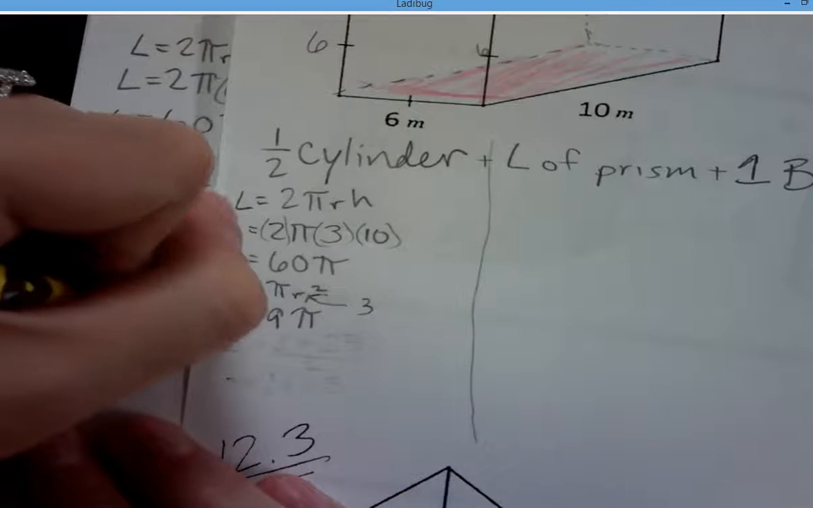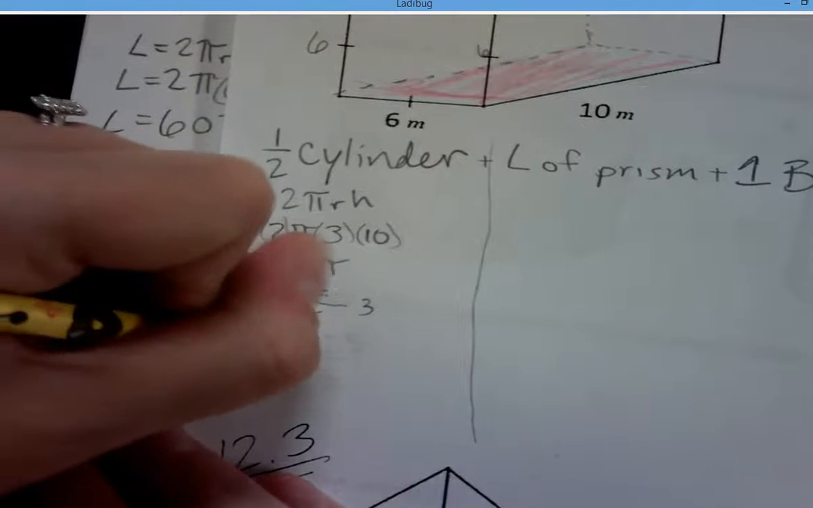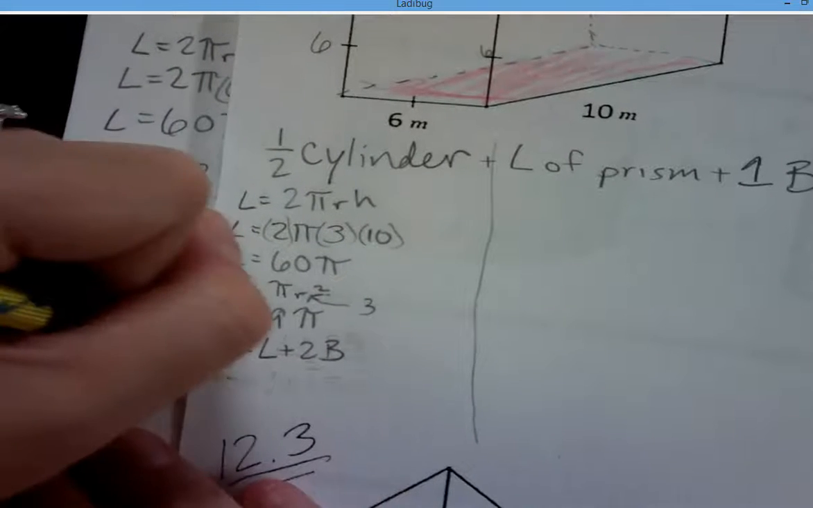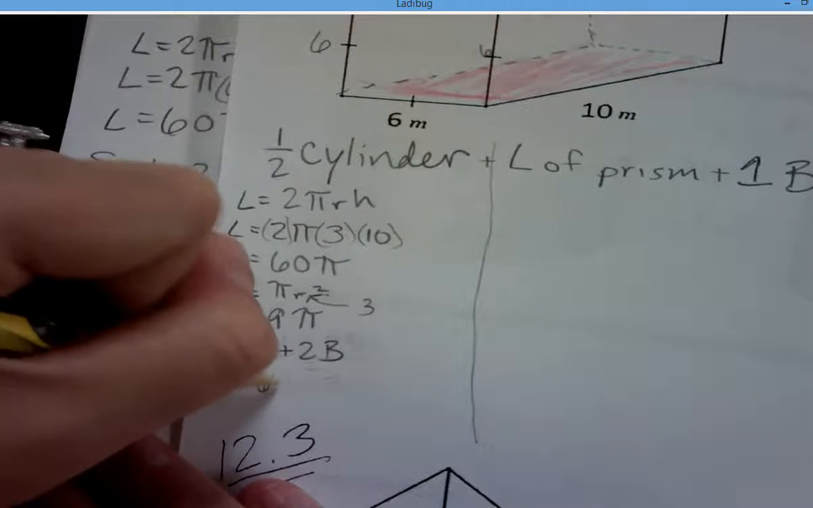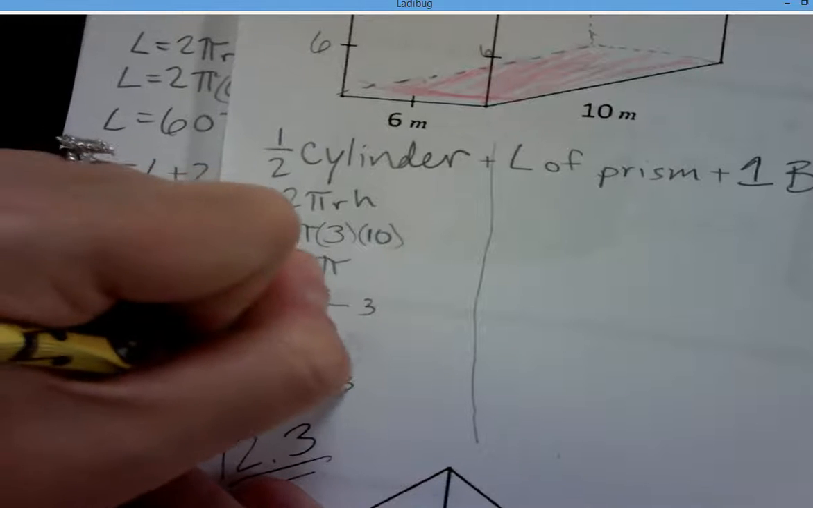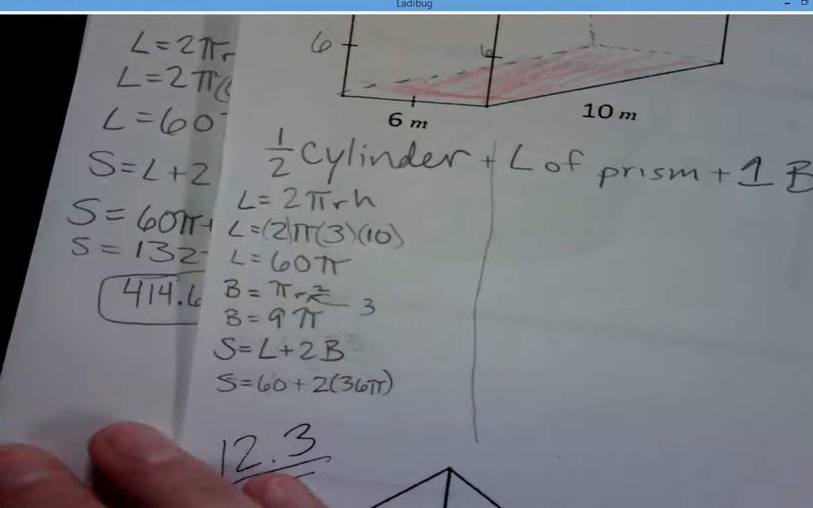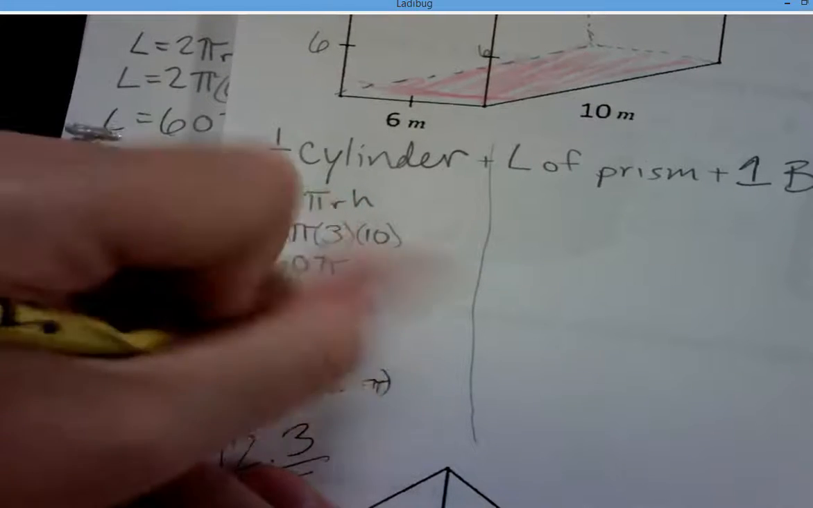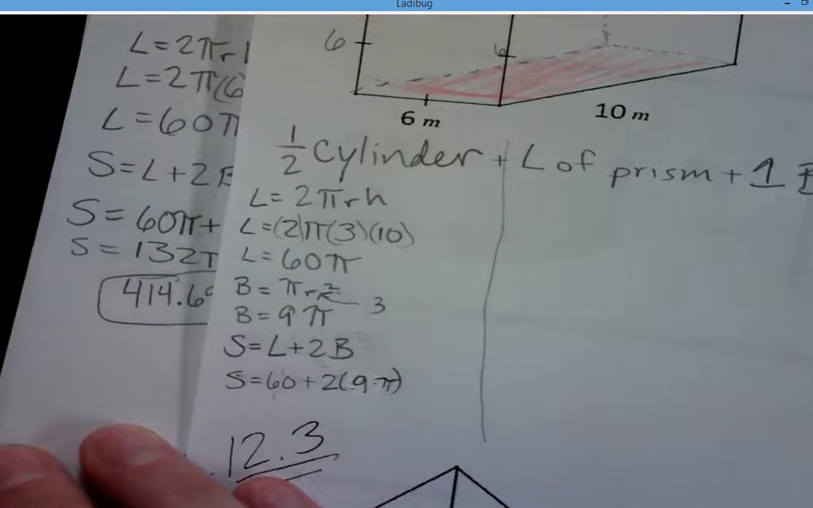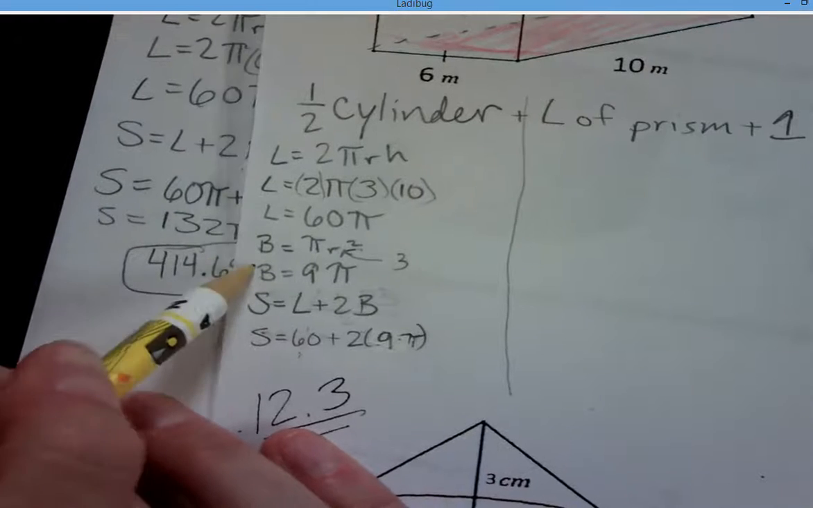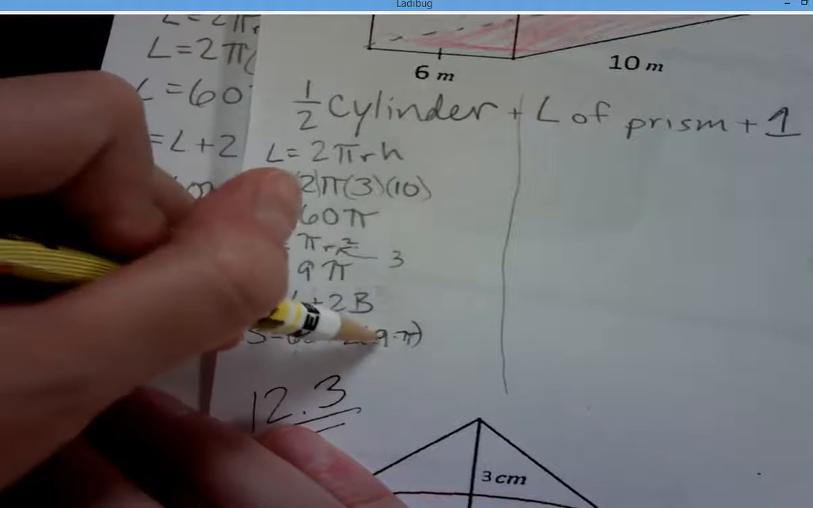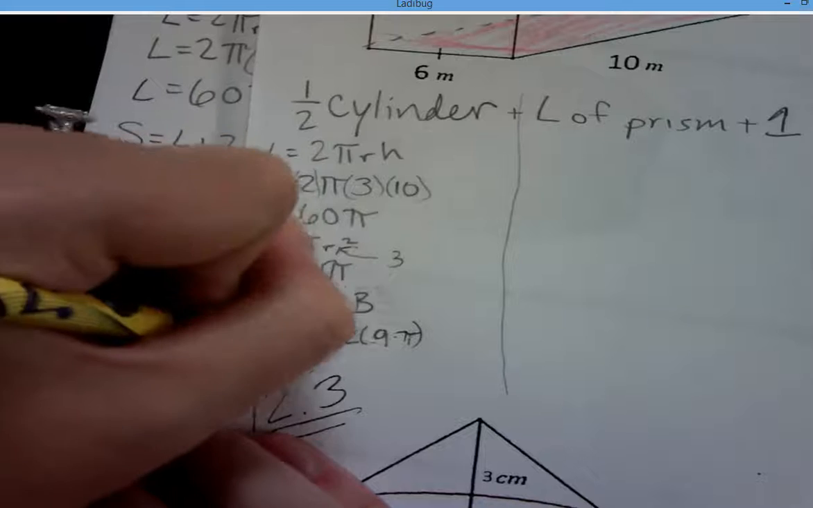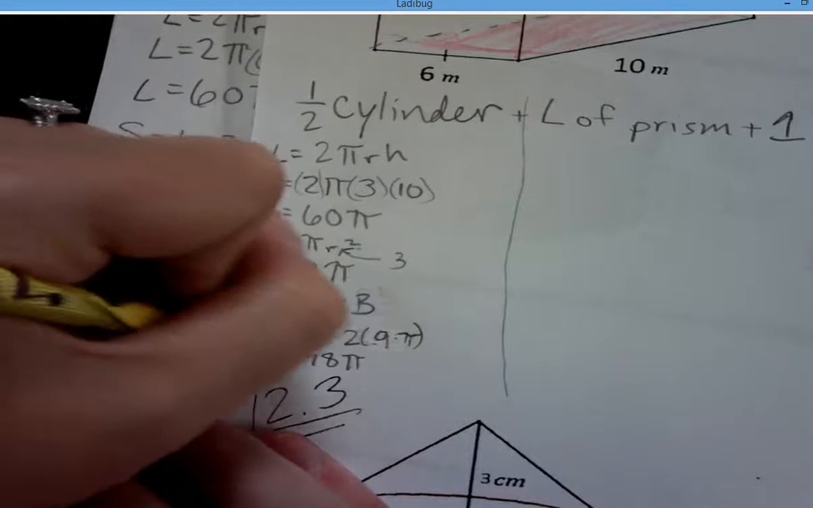If you get what's going on, then you don't have to do all this. Okay? So our S is going to equal our L, which is 60, plus 2 of our bases, which is 36 pi. Where is 36 pi coming from? 9 pi is the B. Okay, so 78 pi. That's our total surface area.